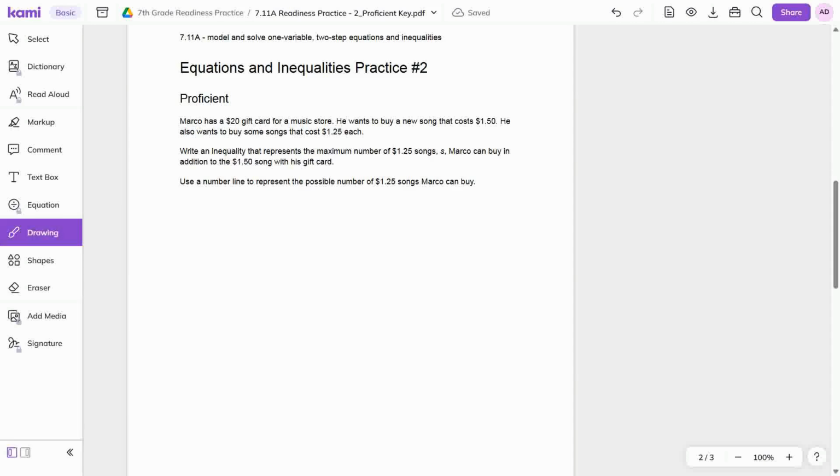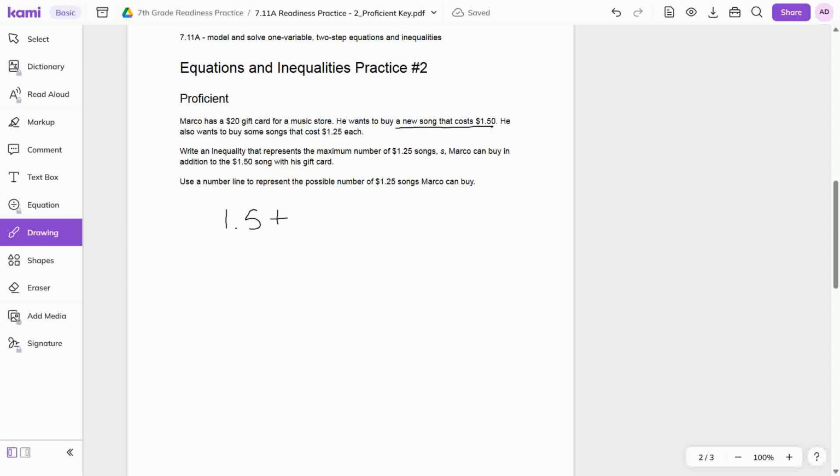For number 2, Marco's got a gift card for a music store, $20. He wants to buy a new song, and he wants to buy some other songs that cost $1.25 each. So let's write an inequality. What's the maximum number of songs he can buy? So remember, he's going to buy a new song for $1.50. That's one new song. Then he wants to buy some other songs that are $1.25 each.